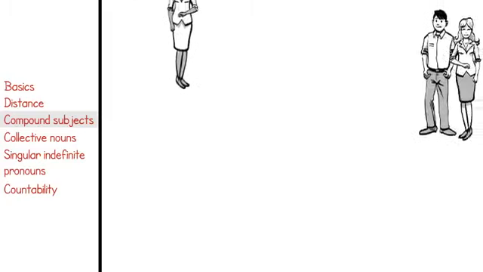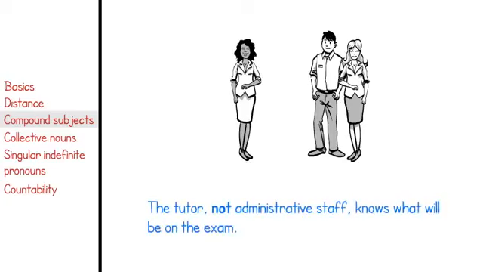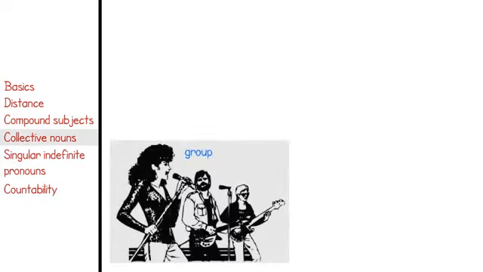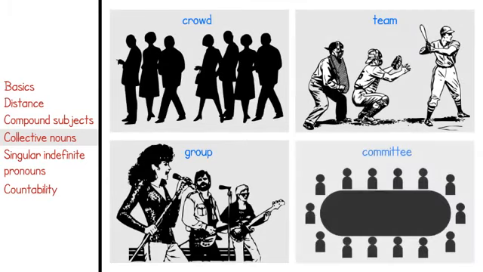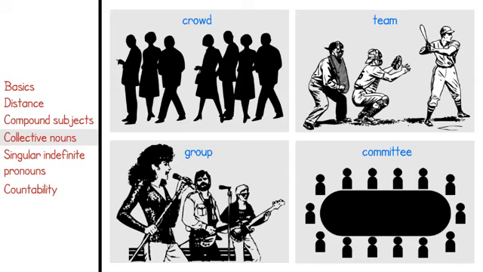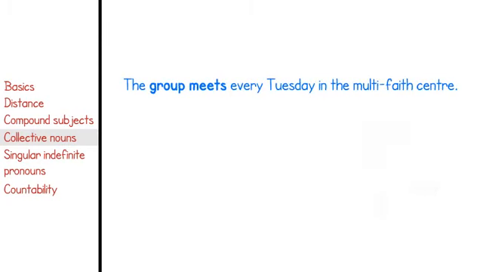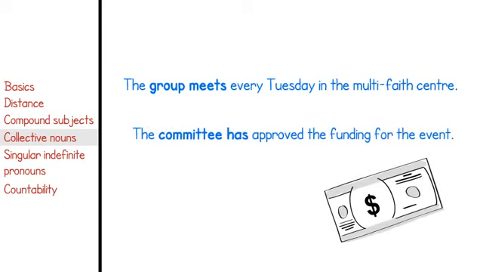The next example combines a positive and a negative subject. With compound subjects like this, the verb agrees with the positive subject. Next, let's look at collective nouns. These are words like group, crowd, team, and committee. These are words that refer to things that have been grouped together, but grammatically they are considered as one thing, like it. So we would say, the group meets every Tuesday in the Multi-Faith Centre, and the committee has approved the funding for the event.